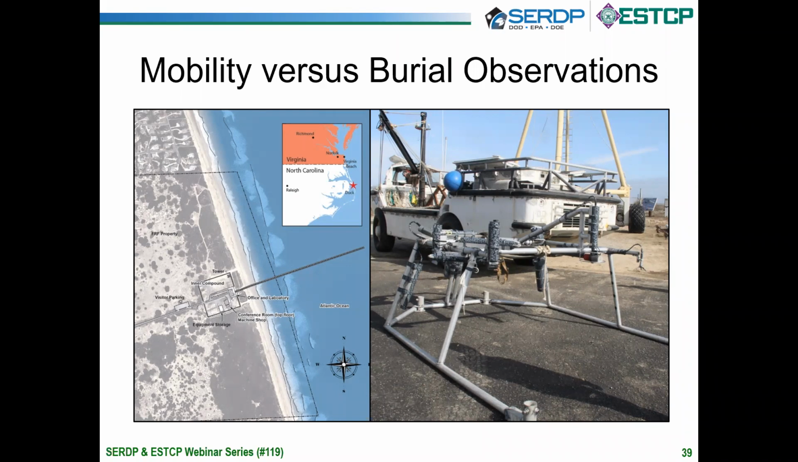Here is a rig that we deployed, on the right. This was off of Duck, North Carolina. You see in the image here, the pier is depicted, and our location of deployment was probably right at the corner of this inset here.